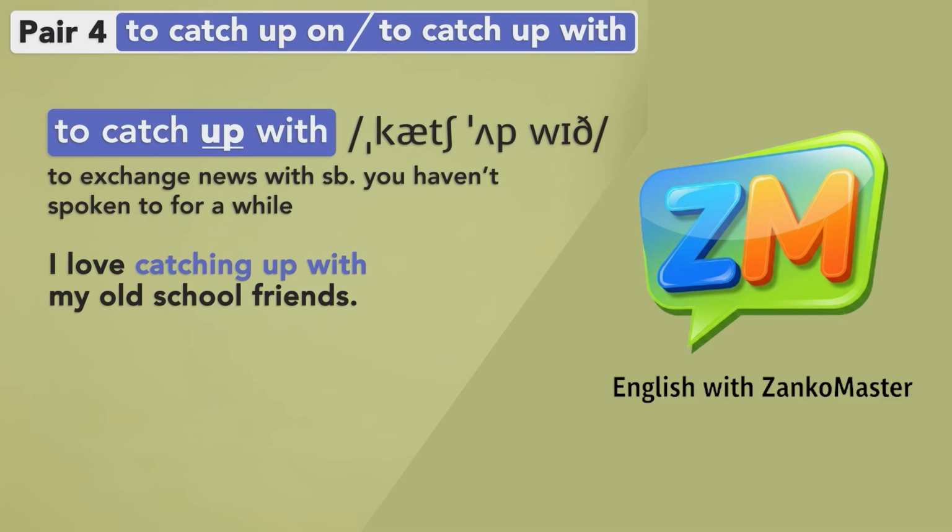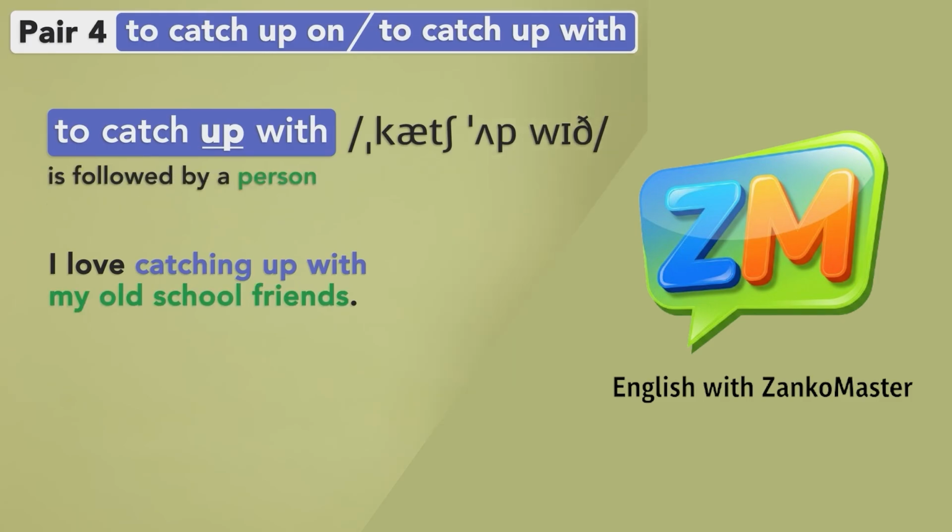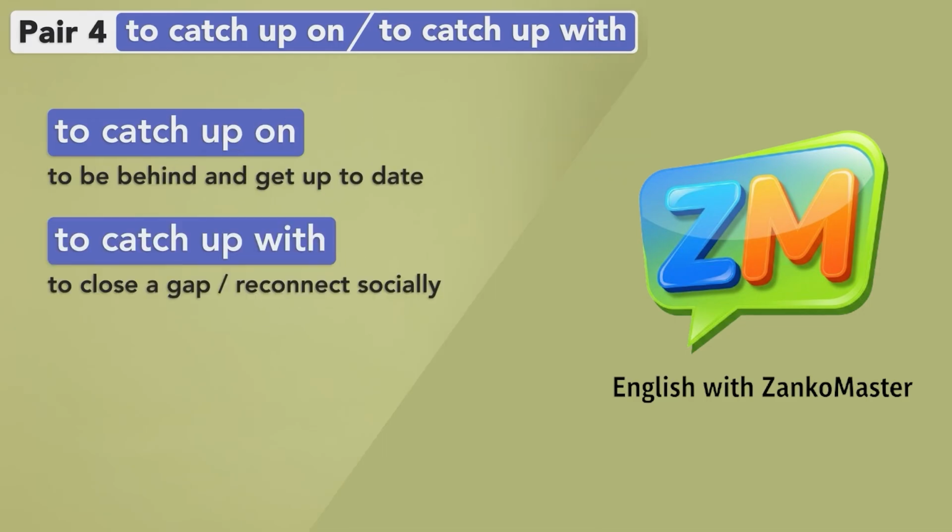For example, I love catching up with my old school friends. Catch up with is usually followed directly by a person. So we use catch up on when we are behind and we want to get up to date. And we use to catch up with when we close a gap or reconnect socially.